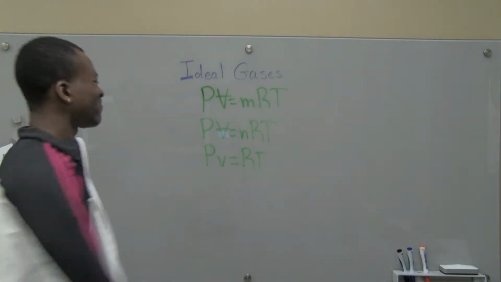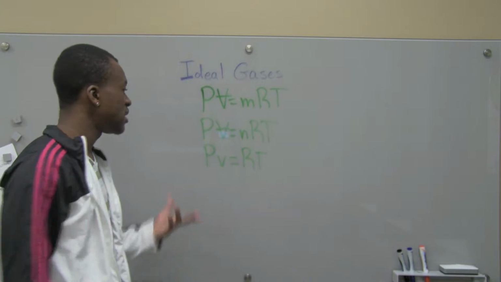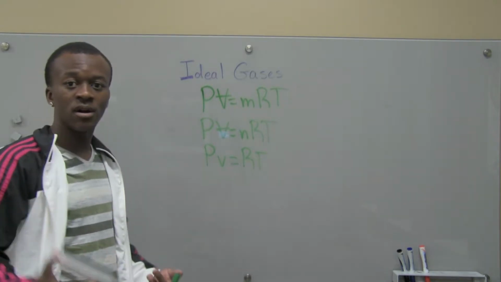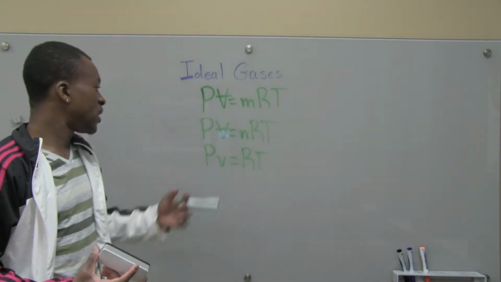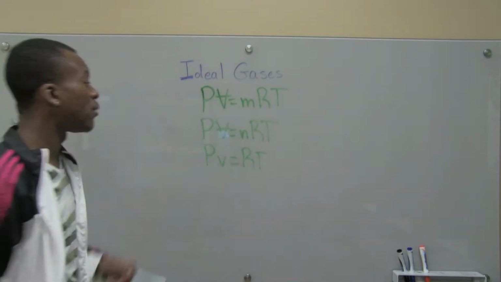Now, I believe that chemical engineers are the ones that deal with this PV equals nRT more, right? Myself, I don't really deal with that one. So what I'm going to be using in this online help course is just PV equals mRT. And this Pv equals RT can come about from that.